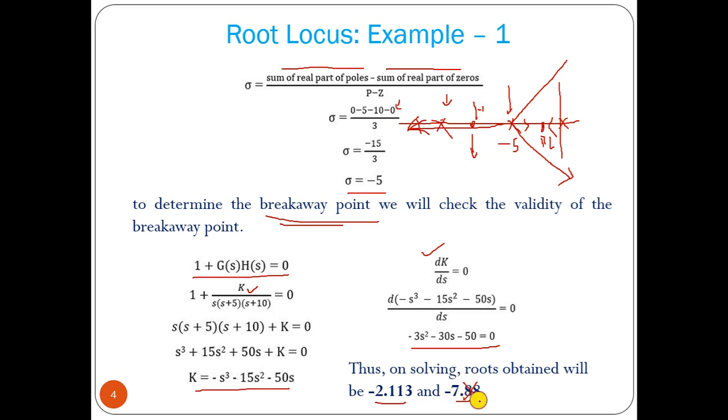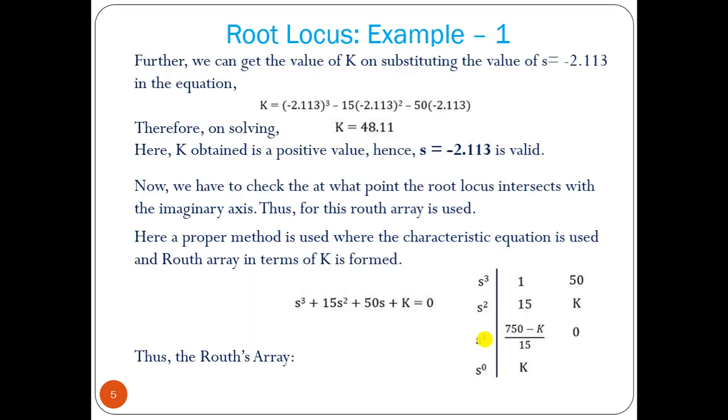So this should not be the valid one, this should be the valid one. Okay. So we can check that. We can put the s value in that k equation and find the k value is positive. So this is a valid root breakaway point.